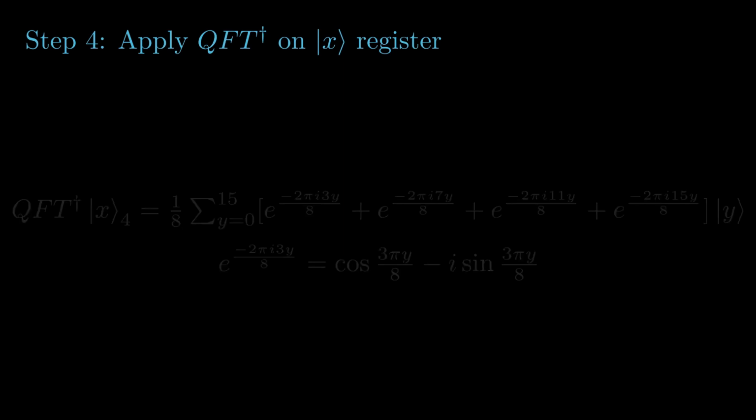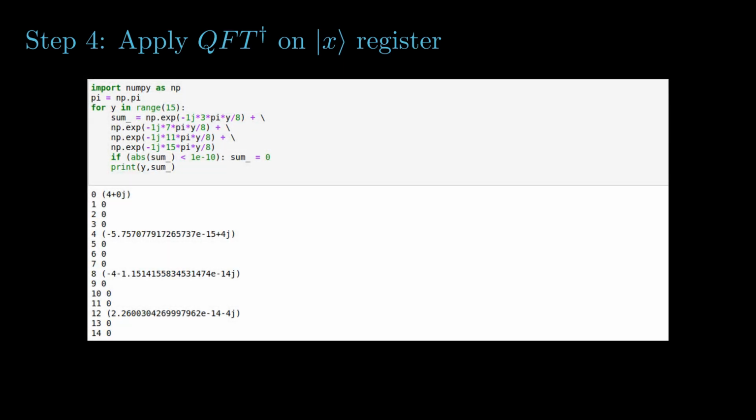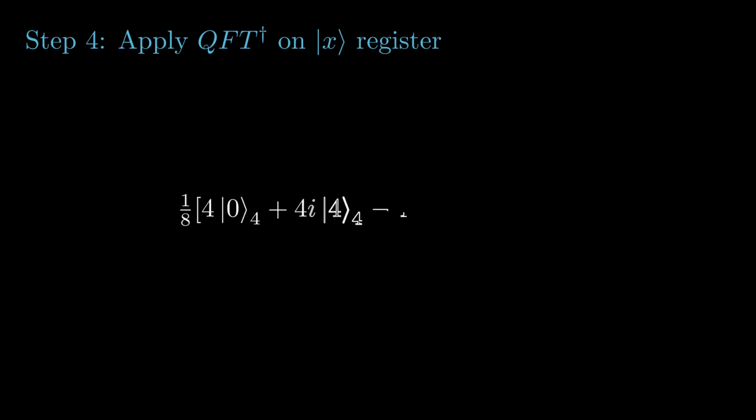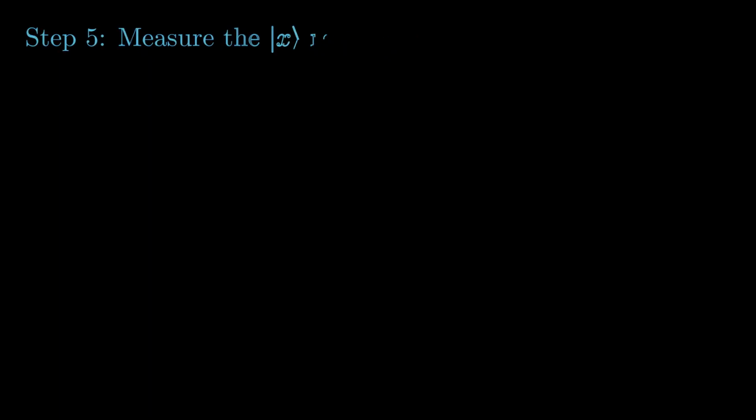This step in the algorithm is probably the most important because it takes advantage of interference. You can see here that the sum only leaves us with 4 terms, which can be represented as follows. Now that we've applied the inverse QFT, 0, 4, 8, and 12 are the only possible outcomes. Our last step is to measure the x register.